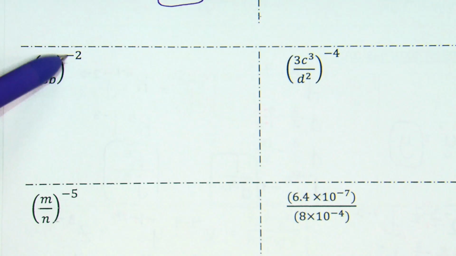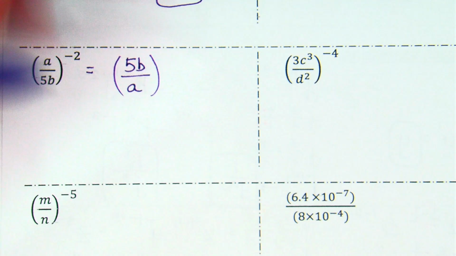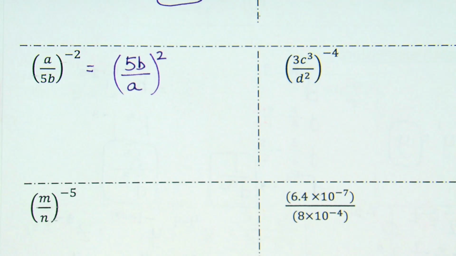So instead of a over 5b, make it 5b over a. And now since I flipped that fraction, instead of it being raised to negative 2, make it raised to positive 2. Does that trick work okay for you guys? You like that, Jacob? Yeah. Be filling in the notes with me. That'll keep you focused. Okay. So that's my recommendation. When you see a big old negative exponent, a whole fraction, flip the fraction, and now use the power of 2.